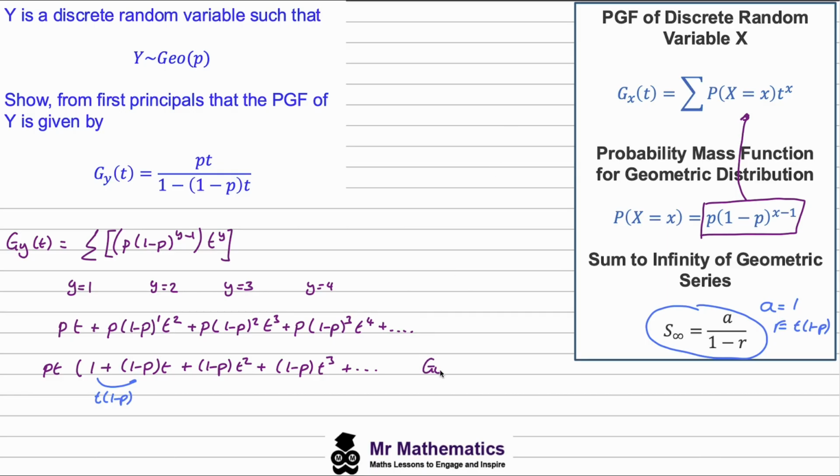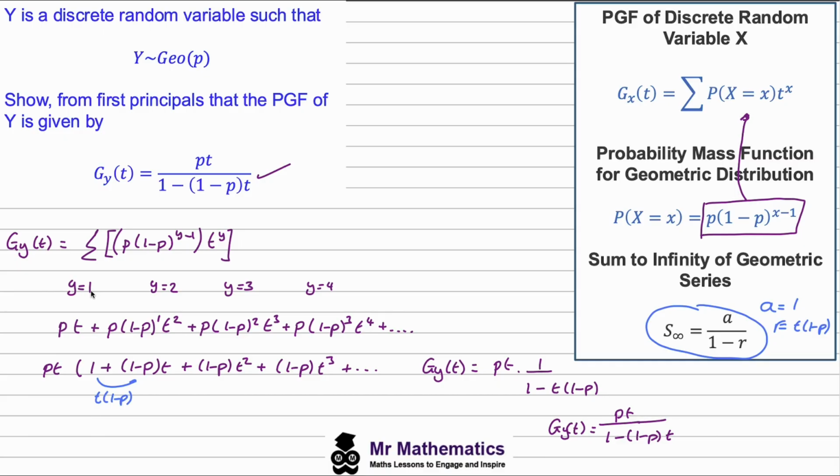So the generating function of y in terms of t will be pt multiplied by a over 1 minus r, which is t times 1 minus p. And then we can multiply these together and we get the probability generating function in terms of t for y will be pt over 1 minus p times t. Okay? And this is what we were asked to show here.